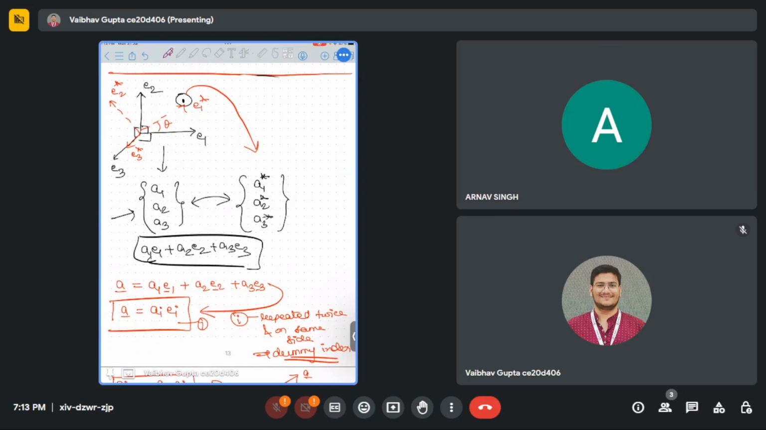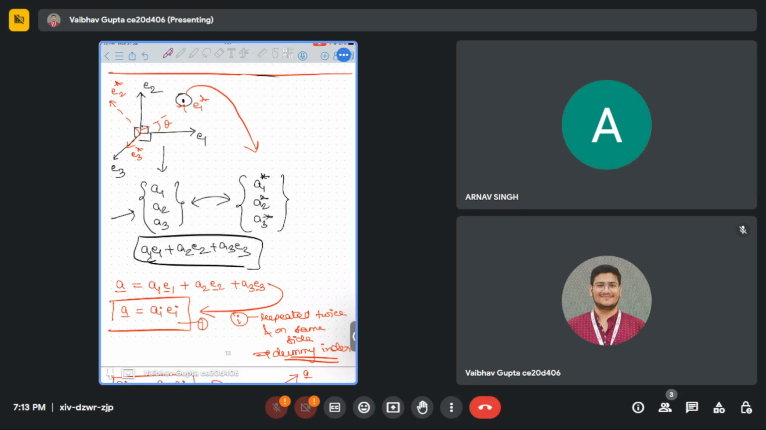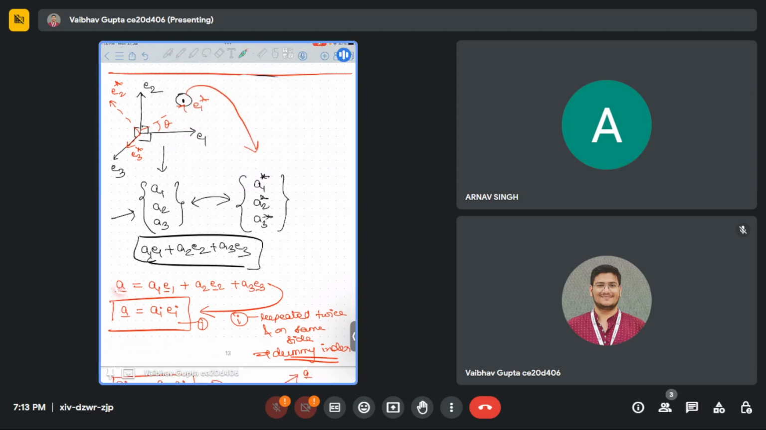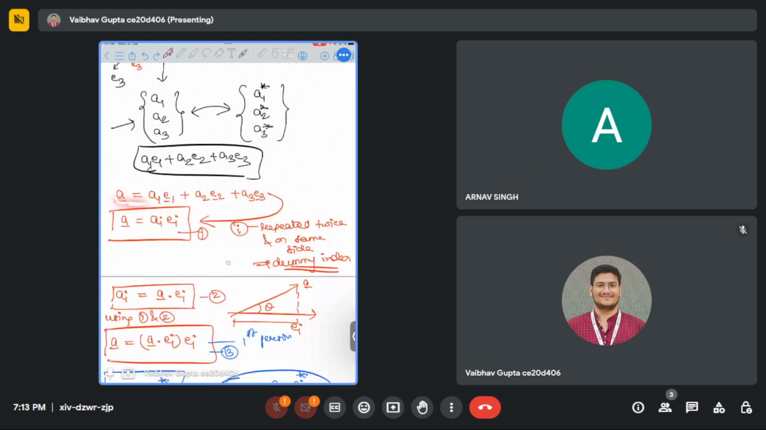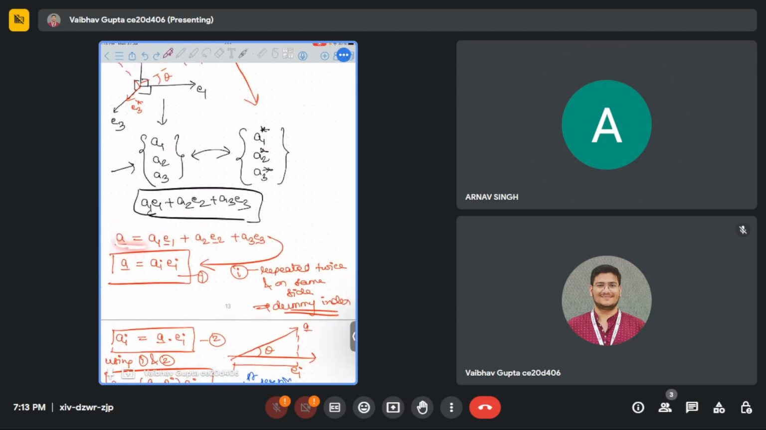Screen projection, 1 second. How to do that thing actually? I'll say he will represent it like that. Okay, I don't know that thing.